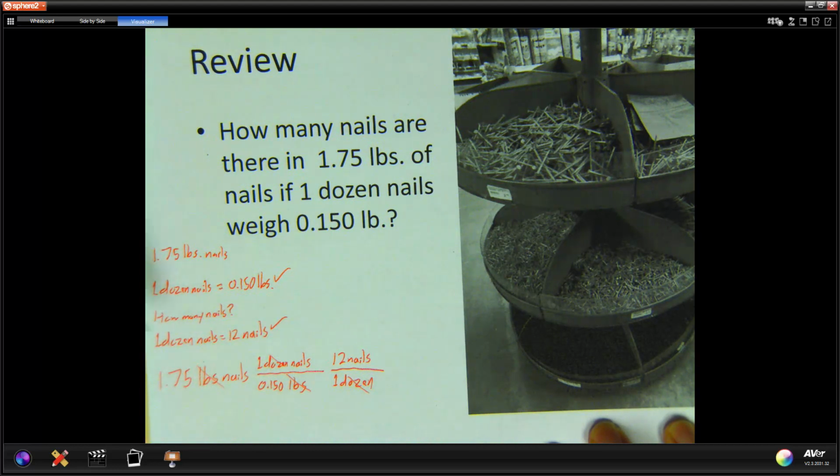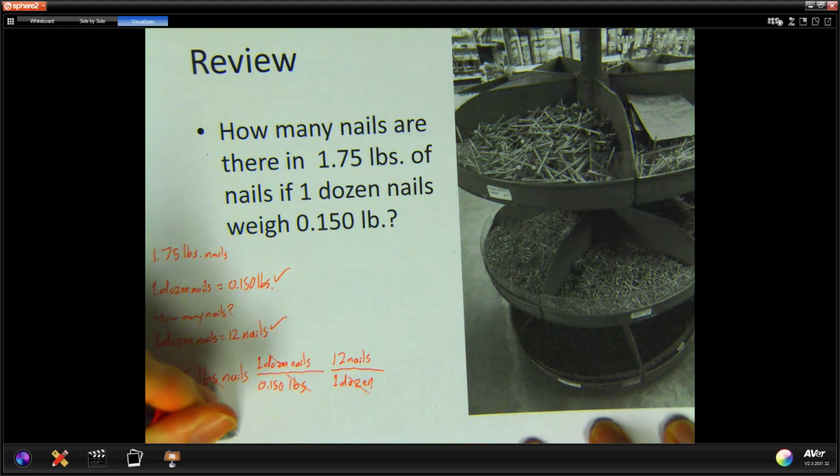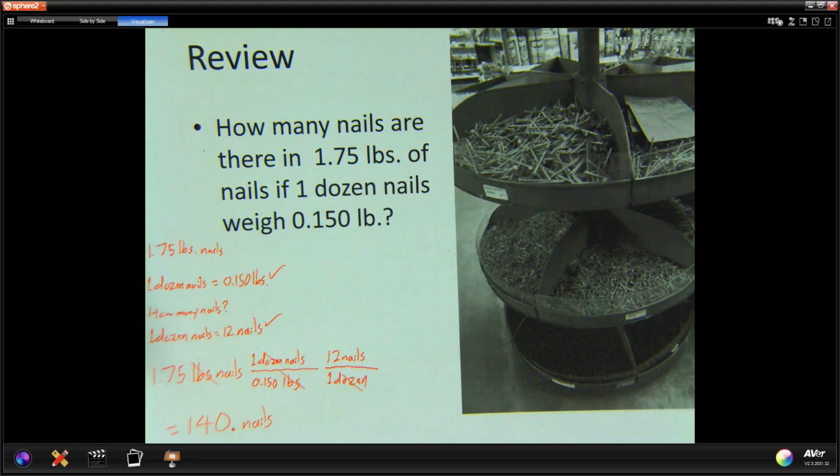So we multiply everything on top. So 1.75 times 12, and then we divide everything on bottom, so divided by 0.15. If we do the math there, you should get 140 nails. Okay, so I want to talk a little bit about significant figures here. When we have the 1.75, we have 3 significant figures. When we have this conversion, we have 3. 12 nails in a dozen, that is an exact conversion. There's no uncertainty about that one at all.